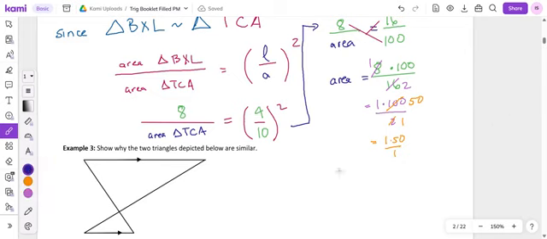And so I can say, okay, therefore, the area of triangle TCA is exactly 50 centimeters squared. Thank you.